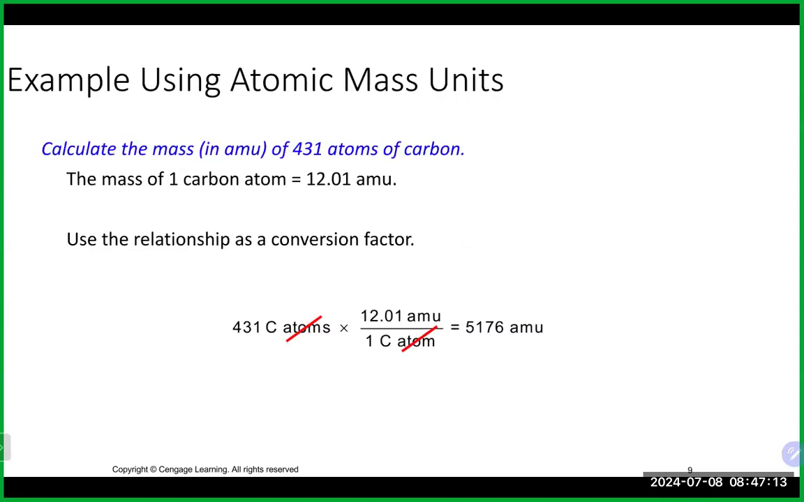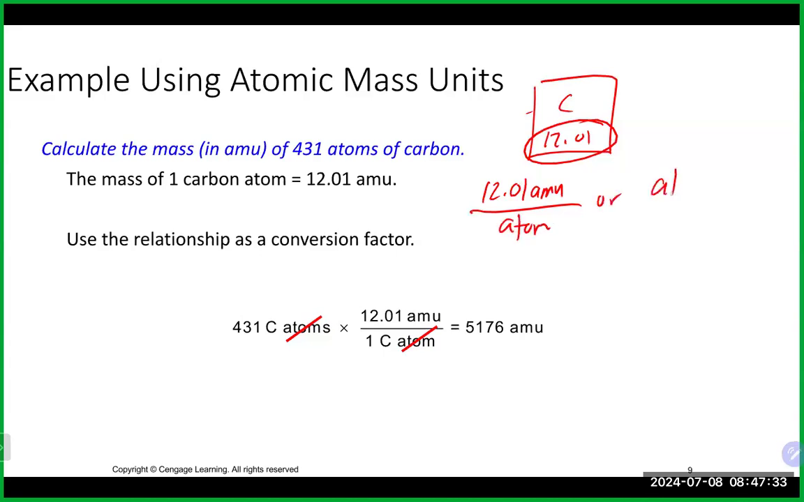So as I mentioned before, we can use this as a conversion, and we probably don't do too much of this these days, but we still can. So again, if we went to our carbon, we would see 12.01. That would really give us our two conversion factors of 12.01 AMU per atom.